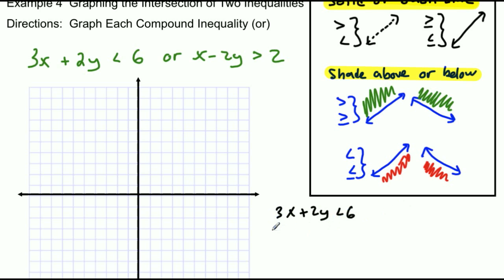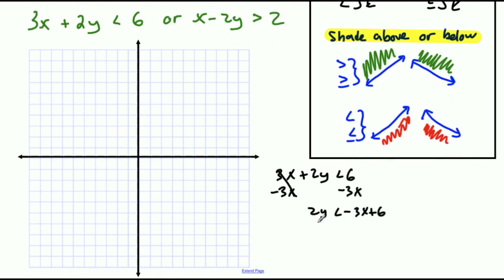So I'm going to subtract 3x, and I get 2y is less than negative 3x plus 6. And then I'm going to divide everything by 2. So y is less than negative 3 over 2 x plus 3.